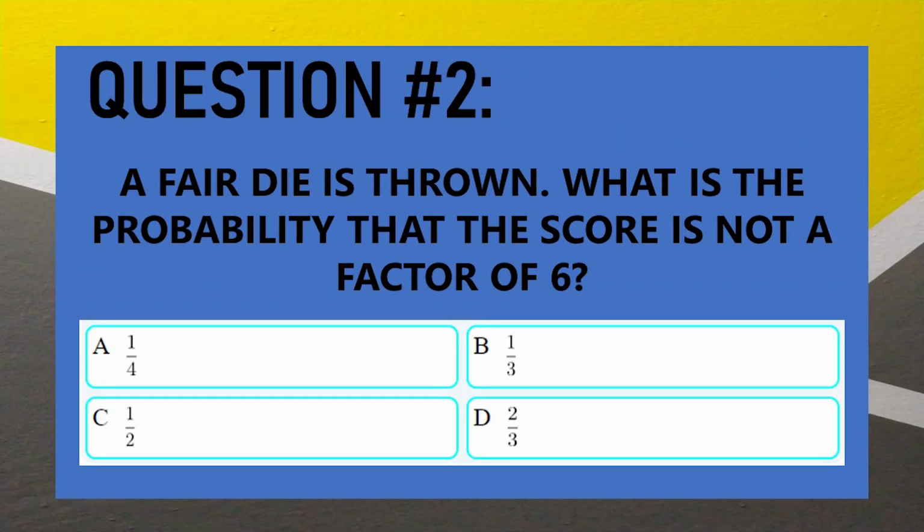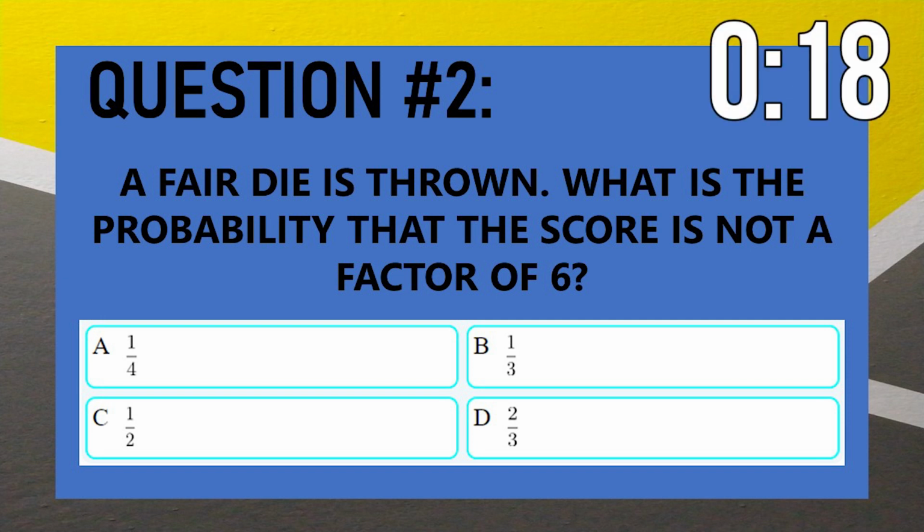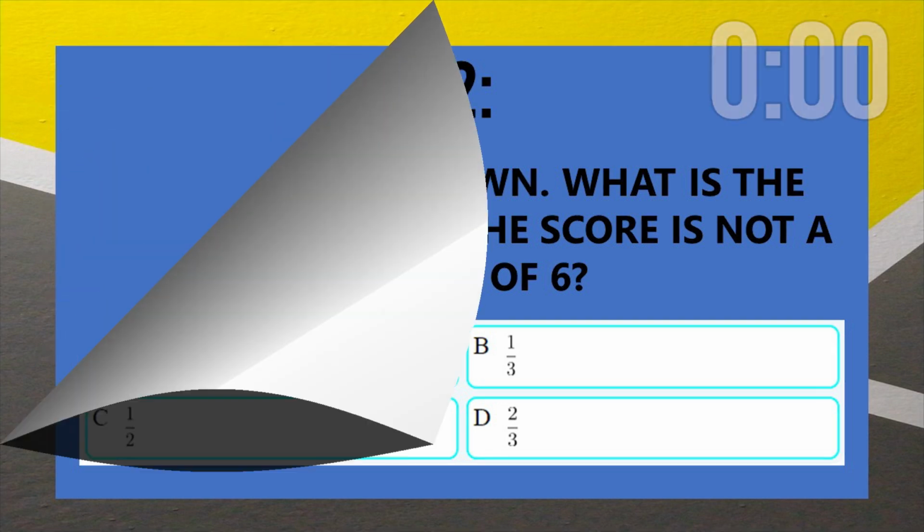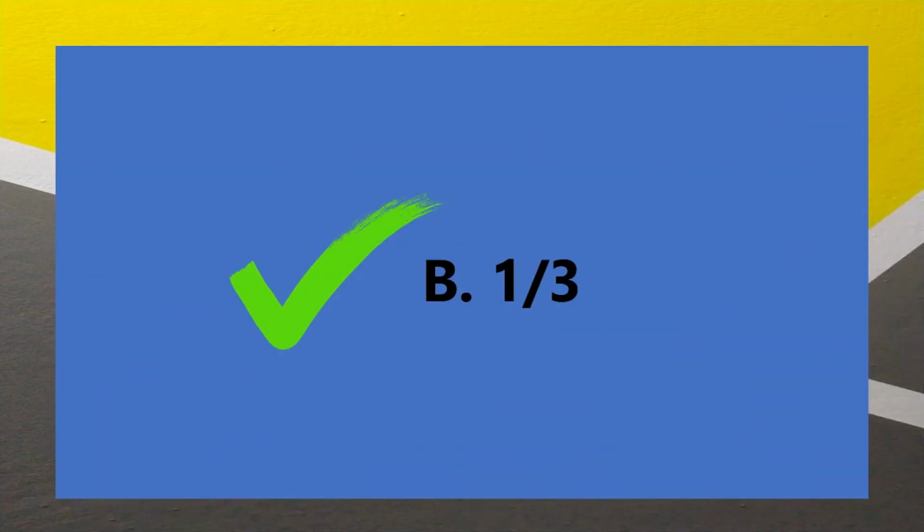Question number 2. A fair die is thrown. What is the probability that the score is not a factor of 6? Letter A, 1/4. Letter B, 1/3. Letter C, 1/2. Or letter D, 2/3. And the correct answer is letter B, 1/3.